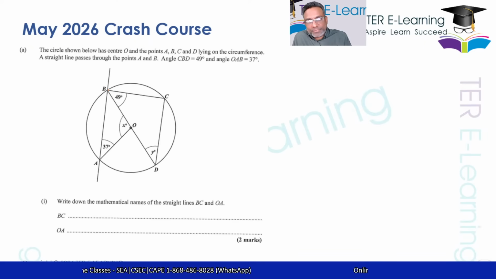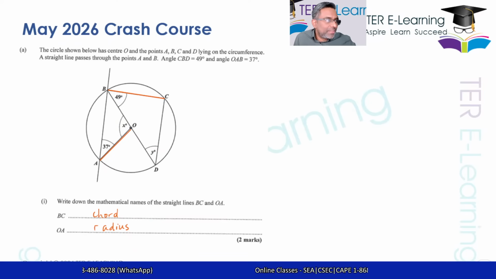So BC is this fella here. That line doesn't pass through the center of the circle, but it touches 2 points on the circumference. So this line here is what we call a chord on the circle. We want to know what is OA. So this is OA here. That's from the center of the circle to a point on the circumference. So therefore, this has to be a radius. Okay, so this here is a radius of the circle. If you get an easy question like this here, everybody should get that correct, right?